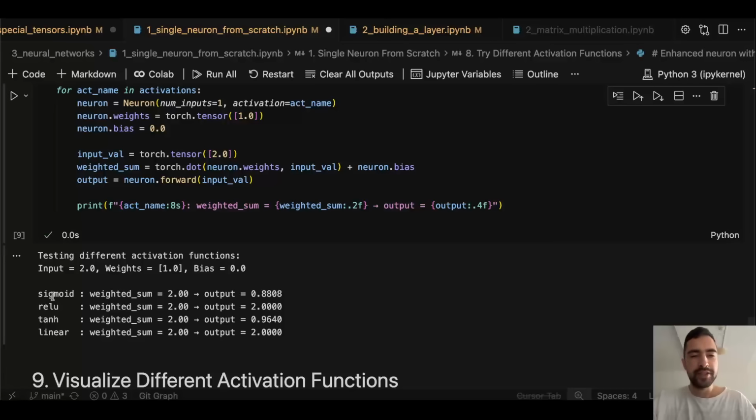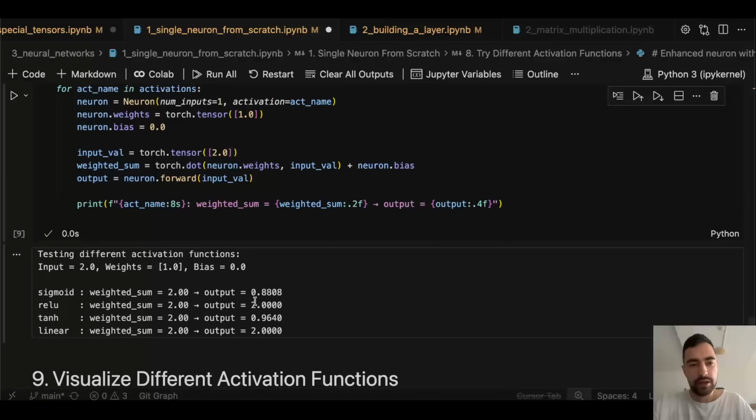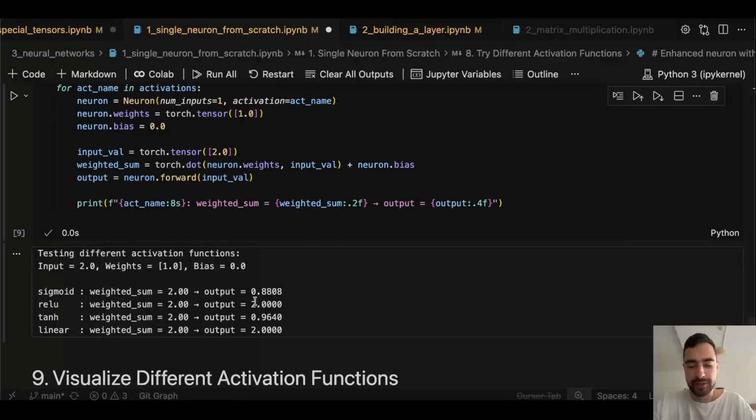We can also try different activation functions. So sigmoid will give 0.8, relu will give 2, and tanh will give 0.96. So depending on the activation function, you need to find one that works well for your dataset. For example, relu is very easy and fast to compute, but it's not as powerful. So maybe use it if you need some quick and easy task.